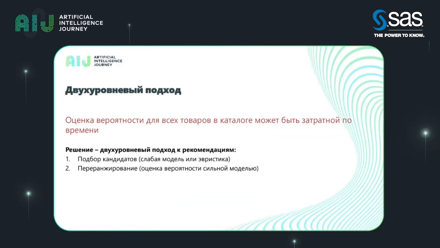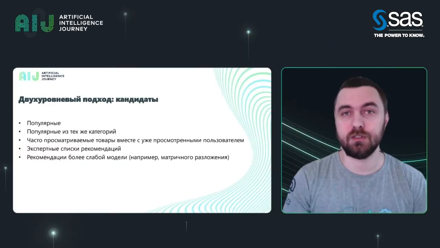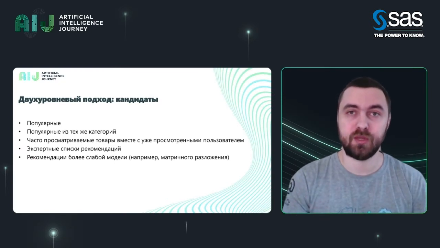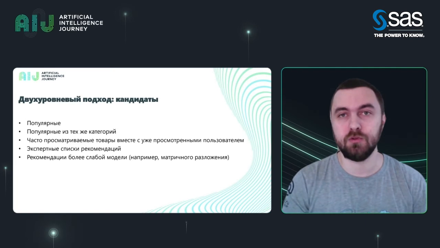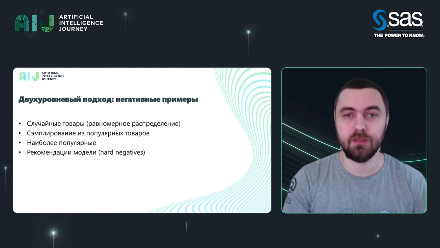In the first stage, we find candidates for recommendations using a weak model or heuristics, and then we rearrange them with a strong model. And now we actually give the chances. For candidates, we use popular goods, or popular in the category, or frequently seen together with the ones that people already bought. Sometimes there are expert lists and recommendations from a weaker model, like matrix factorization. Rearrange it with a more advanced model, supervised learning, like gradient boosting, for instance.